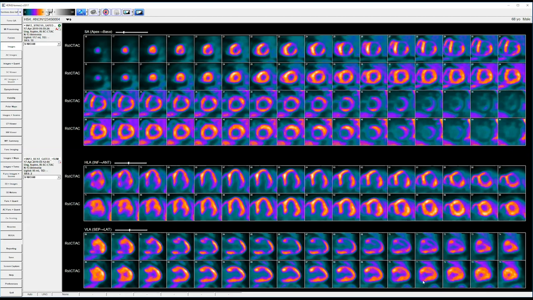The first starts along the basal anterior anterolateral wall and extends all the way down almost to the apex. I don't think it's going to be in an LAD territory because the anteroseptum is predominantly spared. So I think it's probably going to be a diag or a high-rising OM. Very nice.